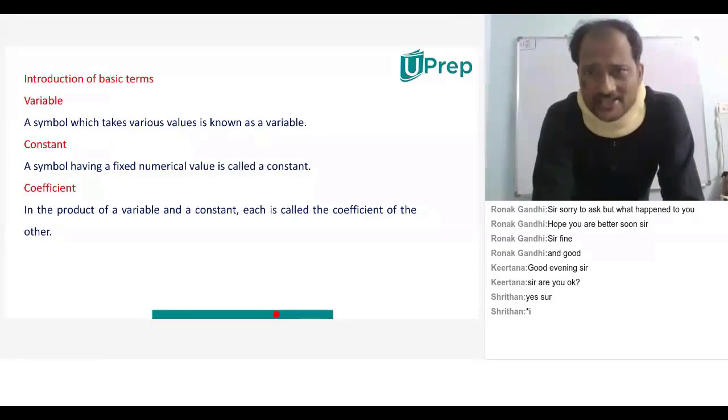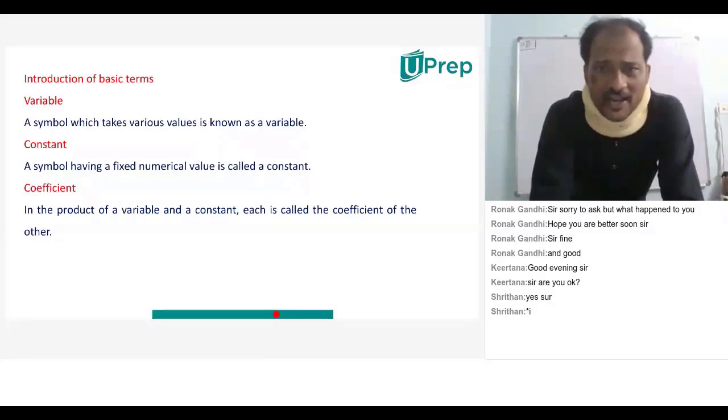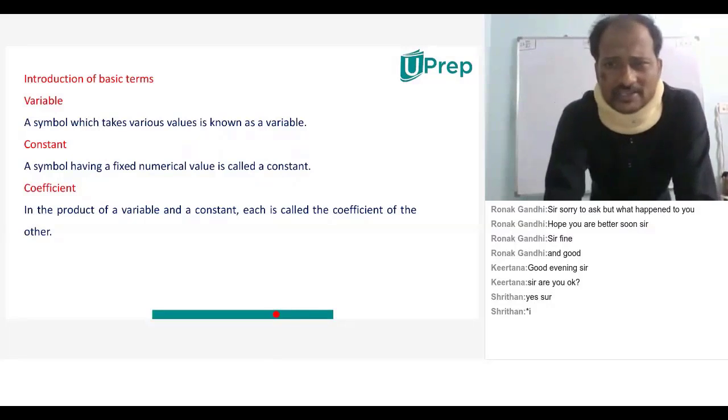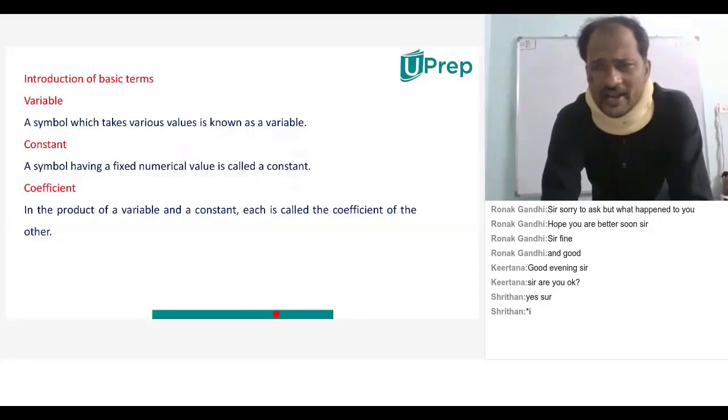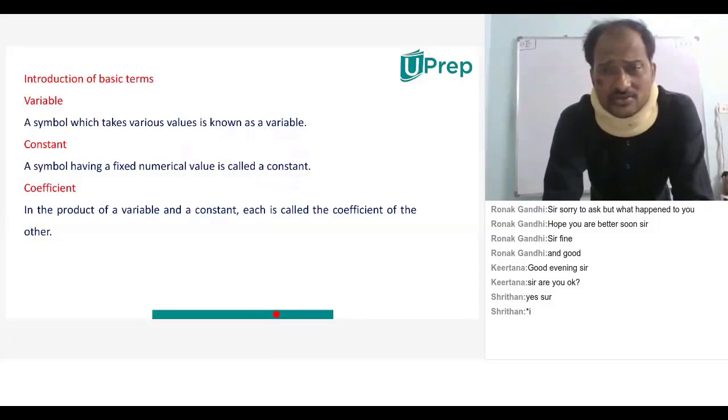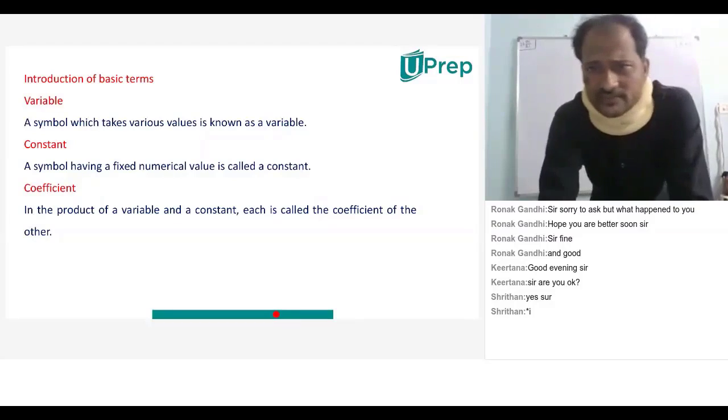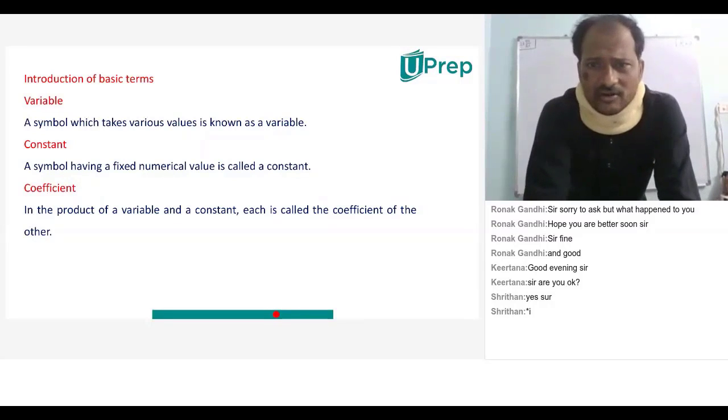10 is a constant because its value does not change, because these are all fixed. And variables are x, y, z, whatever you want to take, and these can take any values according to the question. So that's why it is called a variable, and this is called a constant.